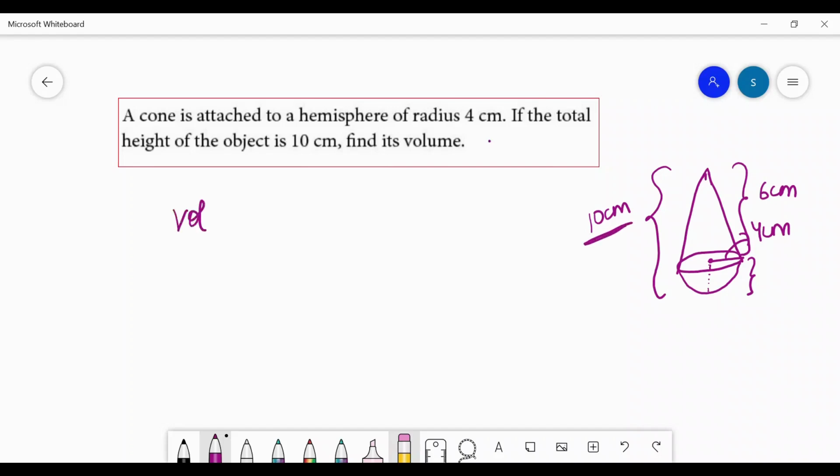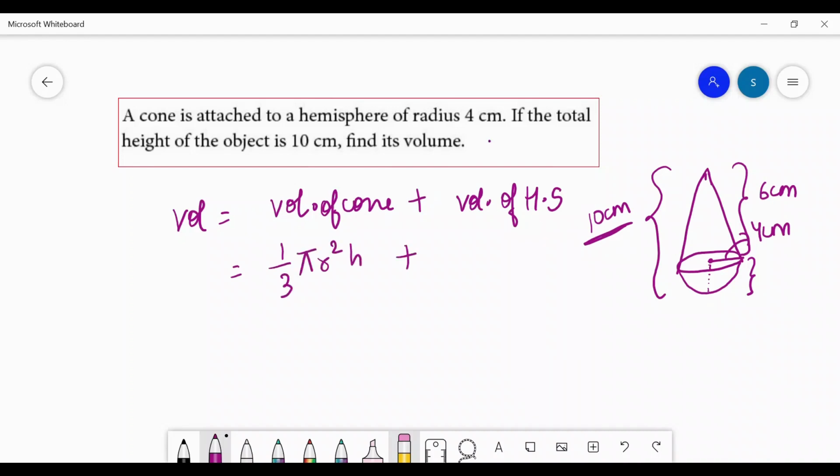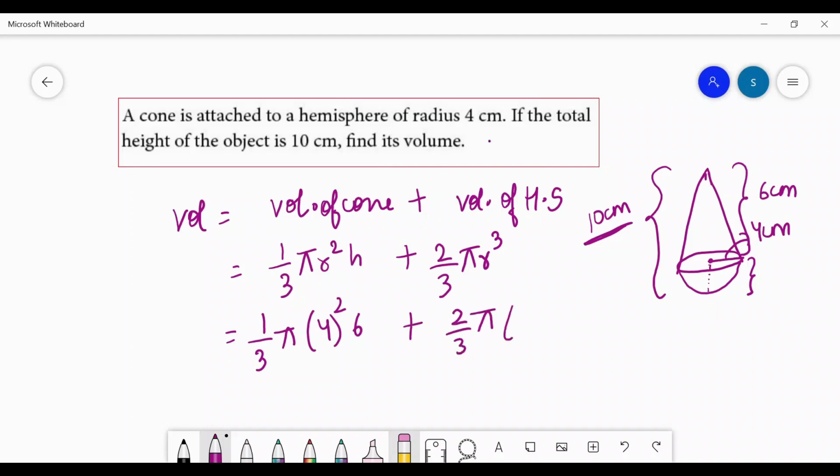So let's start solving. The total volume is going to be volume of cone plus volume of hemisphere, and the volume of cone's formula is 1 by 3 pi r square h. Volume of hemisphere is 2 by 3 pi r cube, and just substitute r equal to 4 here, h is 6 for the cone, and for the hemisphere 2 by 3 pi, r is simply 4, cube.